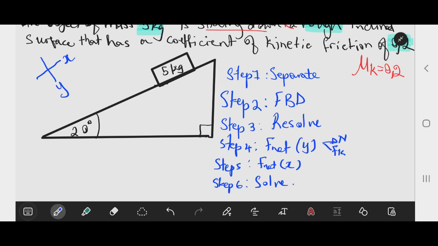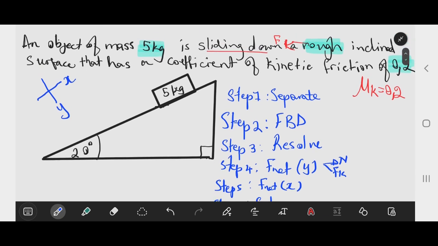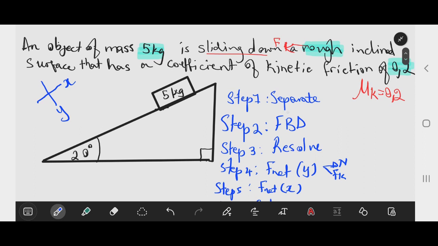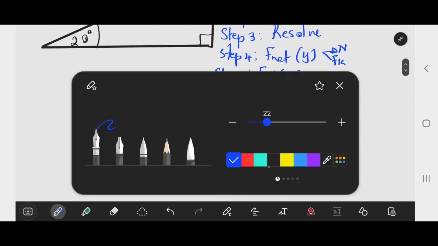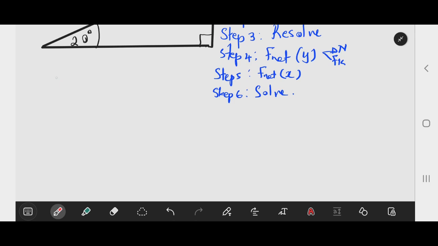Let us follow these steps to analyze this question. Step number one, we separate. There's no need to separate objects because there's only one object in this case. And then step number two, we draw a free body diagram for this object. So let us draw a free body diagram for this object. And that is step number two.